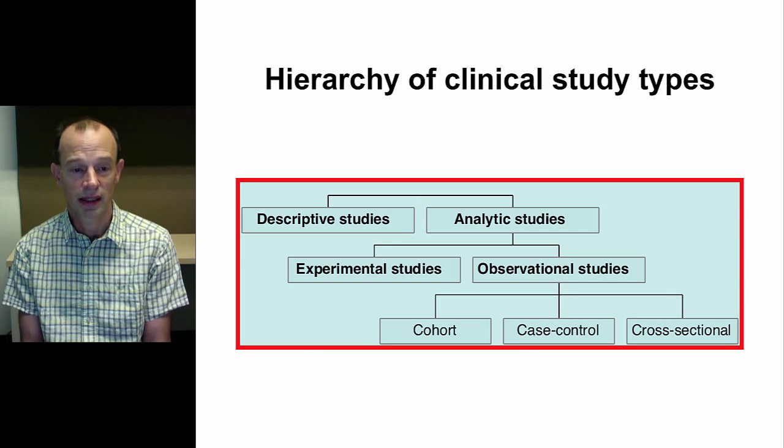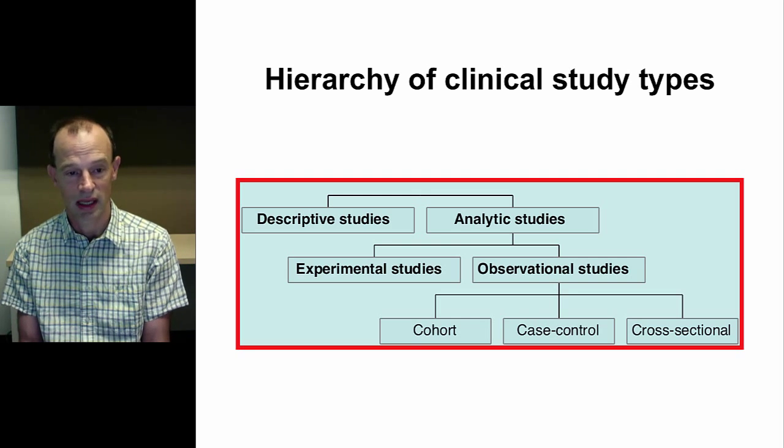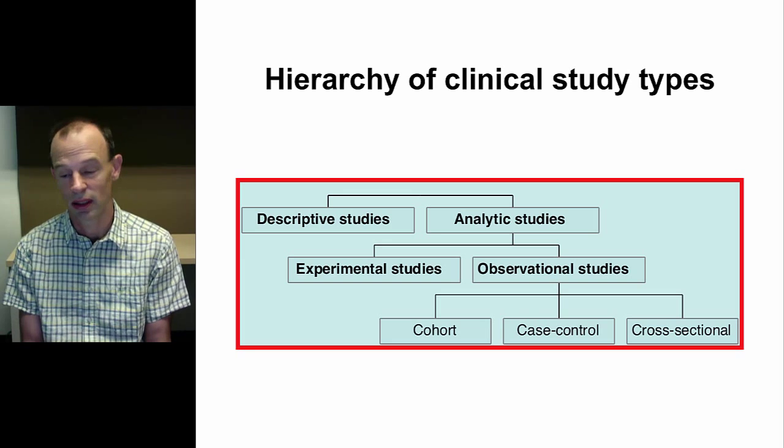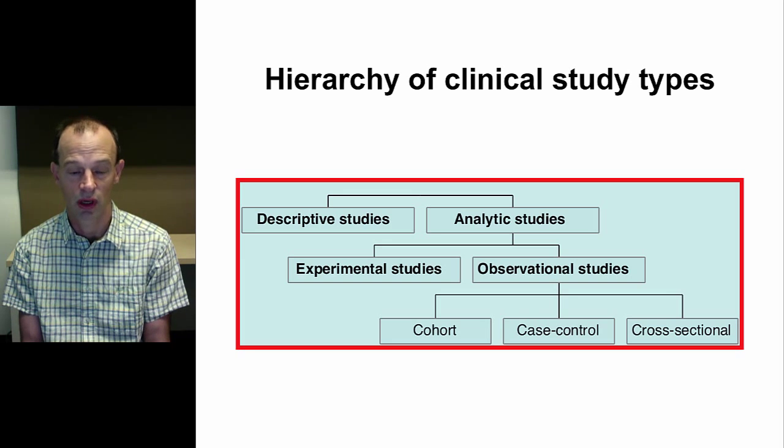So I like to think of dividing study designs into these two large groups, descriptive studies and analytic studies. Within analytic studies, you can further subdivide study design into experimental and observational studies. Then for observational studies, the three most common study designs are cohort studies, case control studies, and cross-sectional studies.